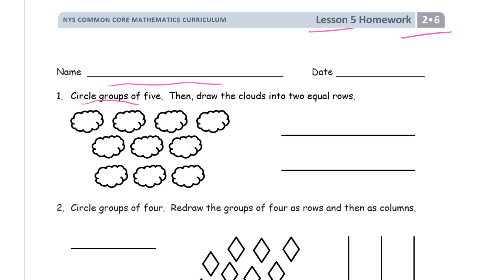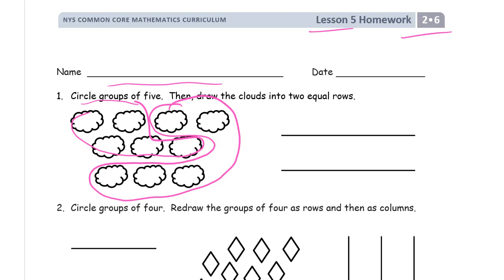So I'm circling groups of five. There's, let's see, one, two, three, four. I'm going to kind of loop that guy in there. And now I have to make this really goofy looking group like that to loop them all in. There's probably a better way to do that, but I'm going to leave it the way it is. And now draw them into two equal rows.